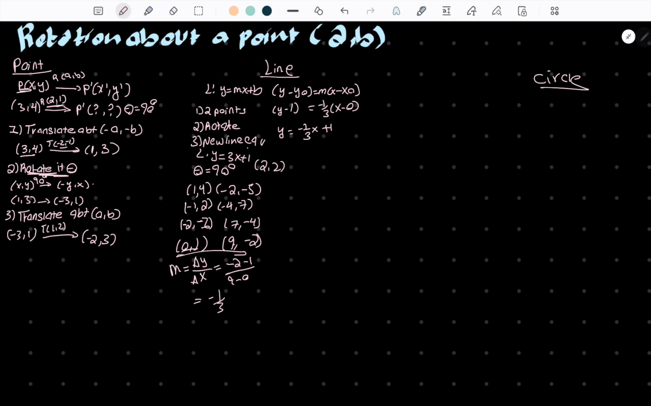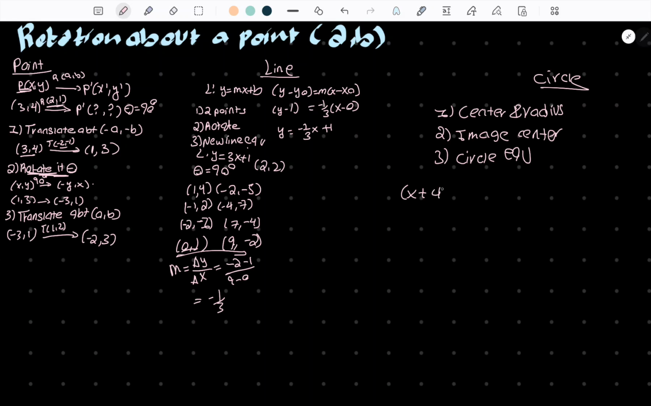For circles, I think it's very self-explanatory, but the first step that we need to take is identify the center and the radius. Once we identify the center and the radius, the next thing that we need to do is find the image of the center and then plug it back into the circle equation. That's pretty much it. So let's do it with an example.